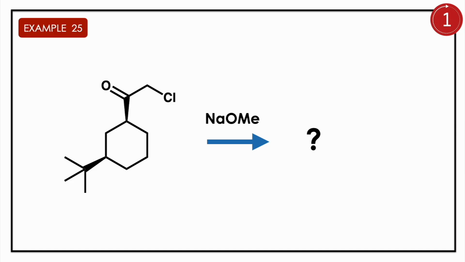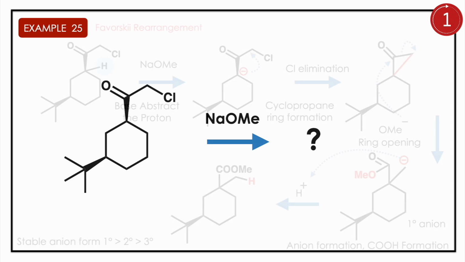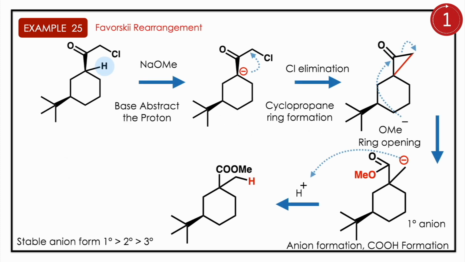Then the next example. Here you have a cyclohexanone, ketone and halogen, and a tertiary butyl group. Both are above the plane. You are using sodium methoxide. You should find what the final product will be. Here you have alpha hydrogen, alpha halogen, carbonyl, and a base you are using.